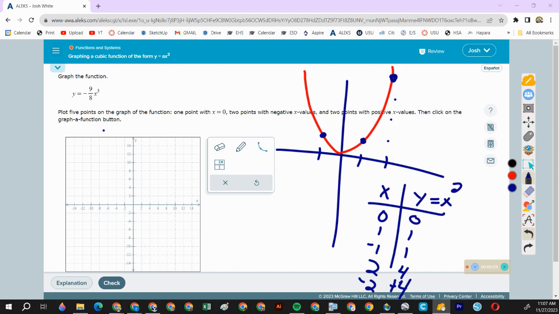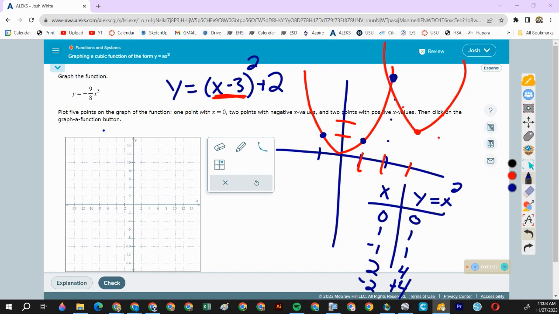And then we learned if we had y equals x minus 3 squared plus 2, what does that look like? So the inside is backwards. So right 3. So 1, 2, 3, and up 2, 1, 2, right there. And then we do the same pattern. Over 1, up 1, over 1, up 1, over 2, up 4, over 2, up 4. Okay?